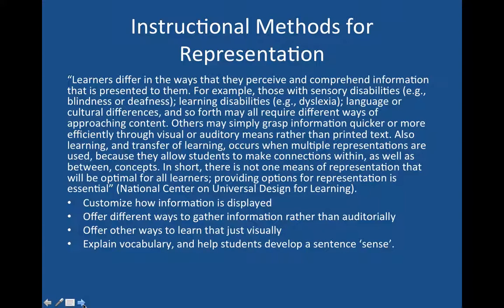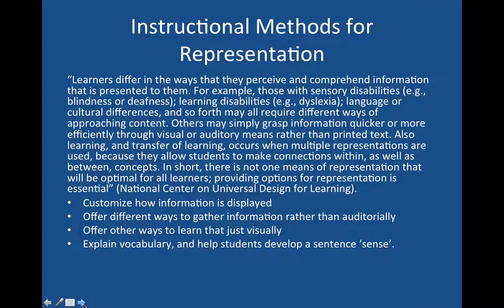We sometimes, as old school learners, have learned how to learn information auditorily through lectures or visually through pictures or other printed text, but that's not necessarily going to be all of the learners in our classroom. Some need a lot of different ways to connect with the information and the material and all of the concepts that exist. So just be aware as a teacher that there's not one means of representation that's optimal for all learners, that options, again, as we talked about with the affective networks, is crucial, and those are essential.